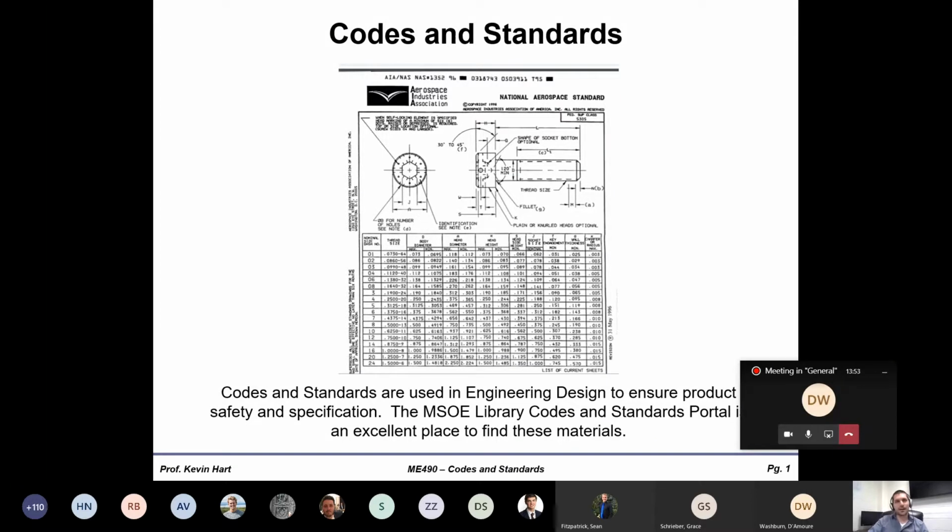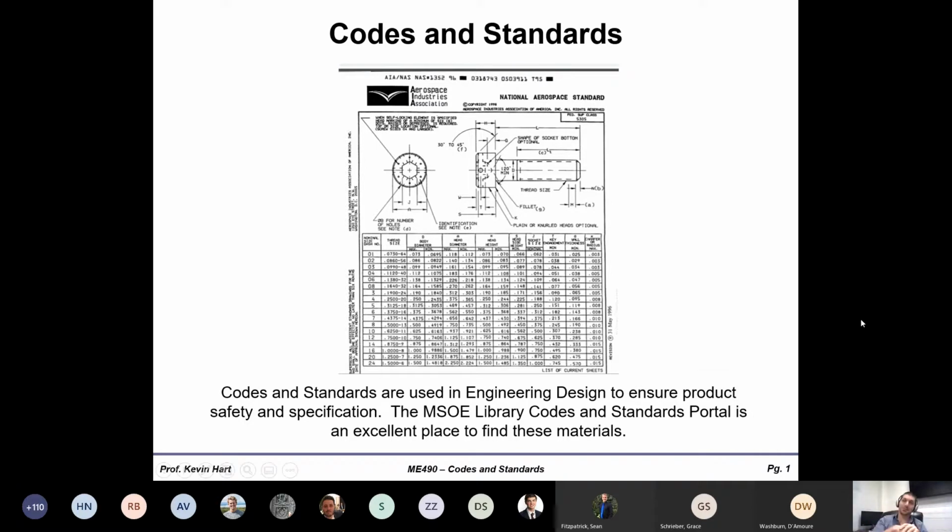Right, so codes and standards. Why are they useful in your design? Well, they're really used in your designs to make sure that your products are safe and meet some sort of specification. And really where you're going to go mostly to find your codes and standards for your applicable design will be to the MSOE library. We had a presentation from the MSOE librarian last week that showed you all the information and resources that the library has. And one thing that the library does offer is a pretty good database for codes and standards. They don't have all of them because codes and standards actually cost money to obtain and to keep current. So they don't have a lot, but specifically for MEs, I think they do a pretty good job.